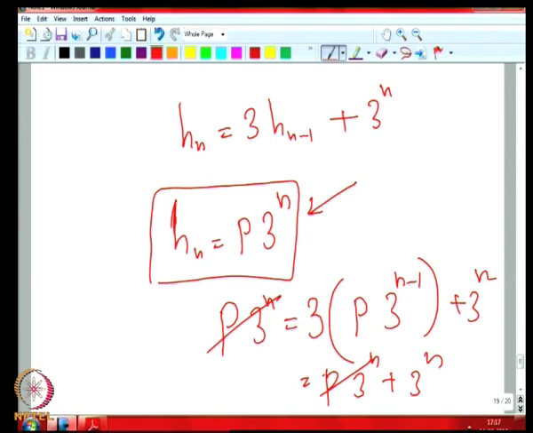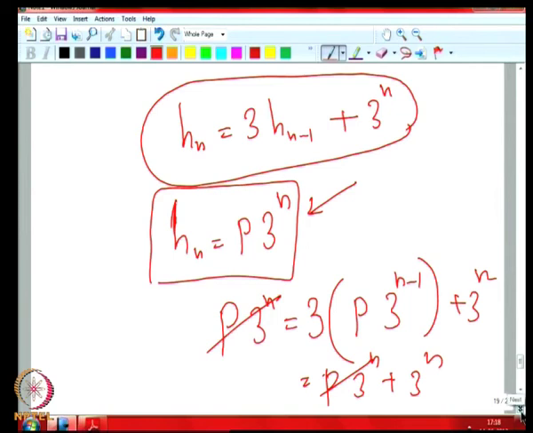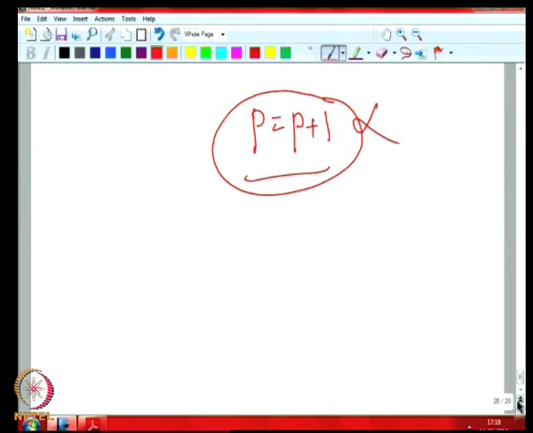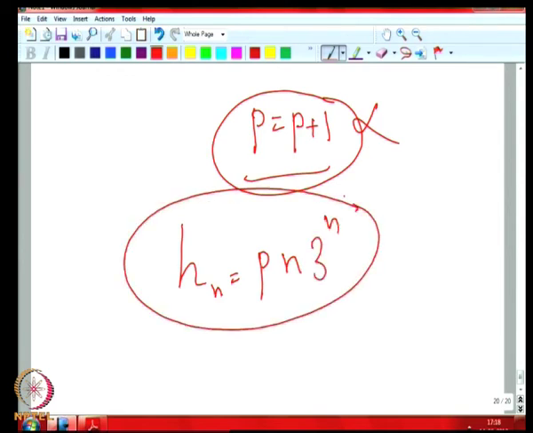If you take h_n equal to p times 3 raised to n, there is not going to be a particular solution for this non-homogeneous recurrence relation of that form. So, what we do, we then change the pattern of the particular solution a little bit. We will try h_n equal to p times n into 3 raised to n. It's a slight change we give, and then we again try that.